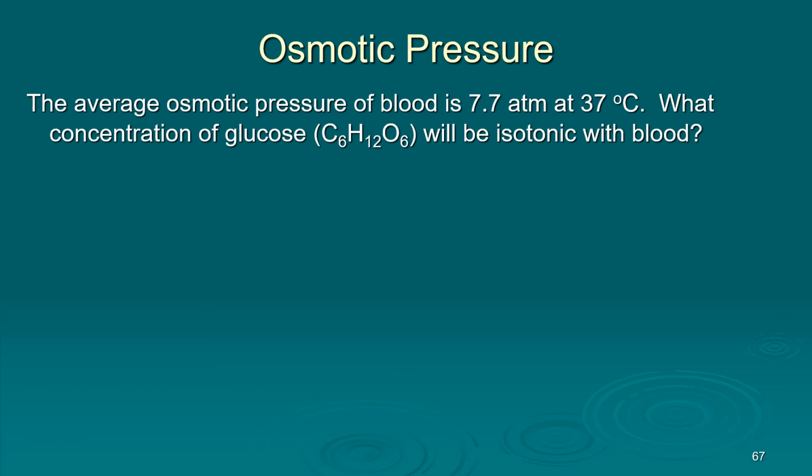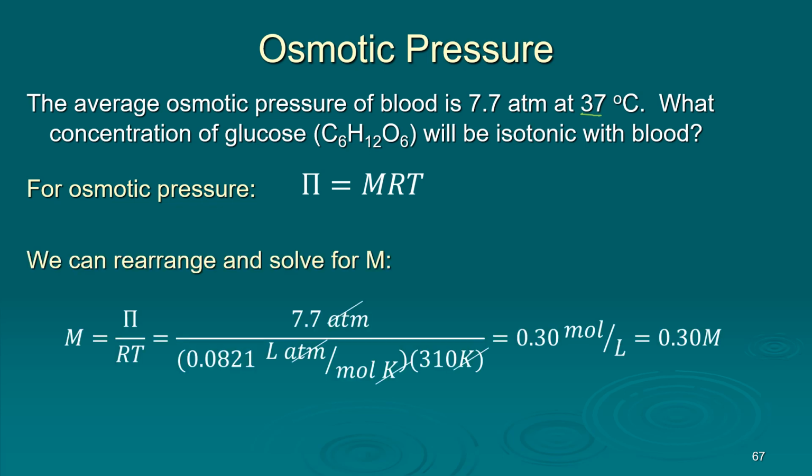All right, so I find this really interesting. The average osmotic pressure of blood is 7.7 atmospheres at 37 degrees Celsius, which is about body temperature. So if someone wants to give you a glucose IV, what should the concentration be so that it's isotonic with blood? Remember that osmotic pressure, pi equals MRT. R is a constant, we know the temperature so we can find T, and we know pi, 7.7. So if we solve for molarity, molarity equals pi over RT.